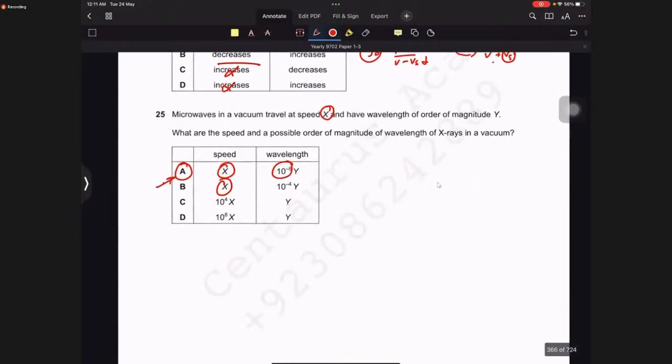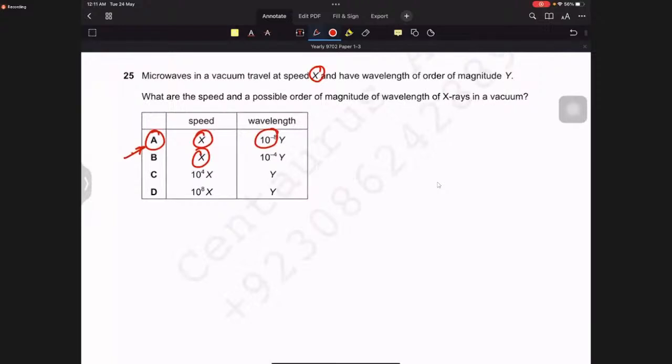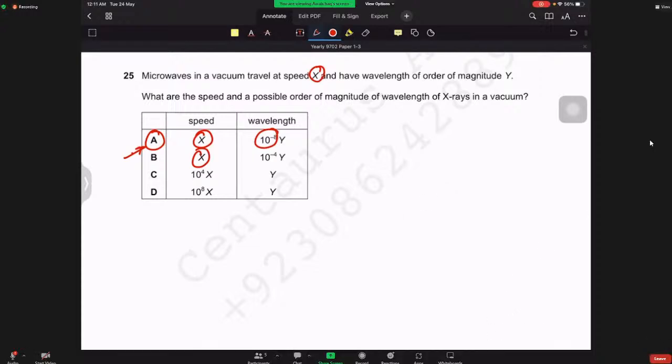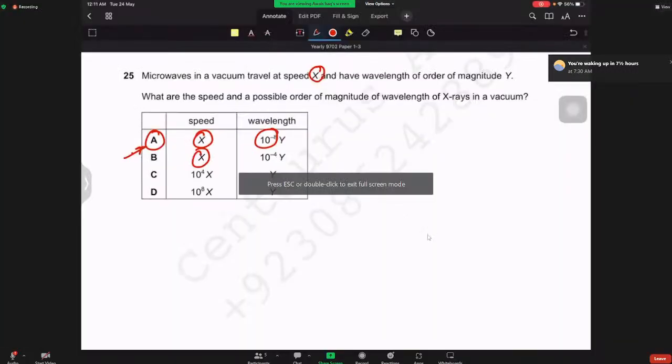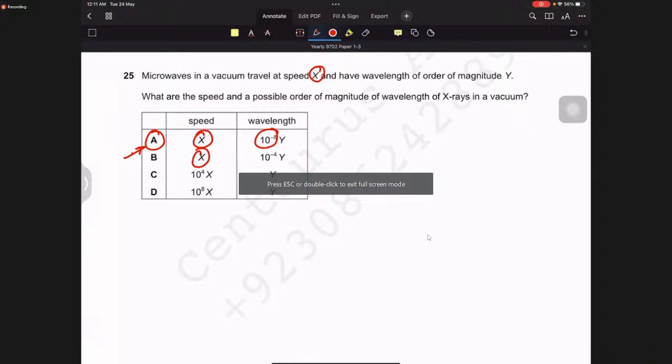Okay. Now, somebody asked me, doesn't Y mean that it already has a wavelength of 1 into 10 raised to a minus? So when it's in 10, so option B is the answer. No. Basically, what you need to understand here is that when you say the wavelength of microwave, it says, right?